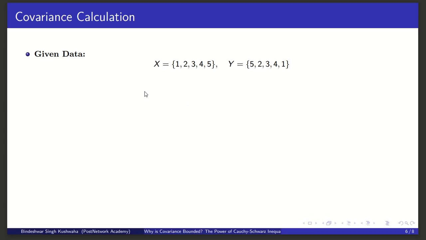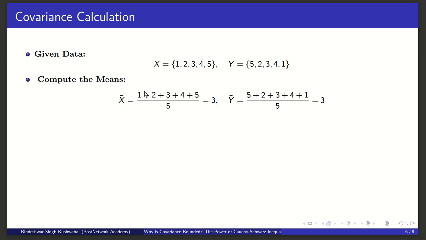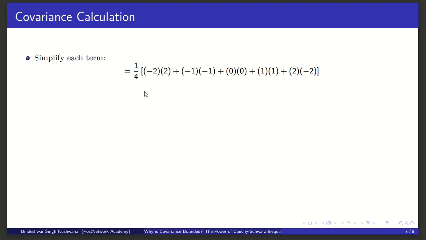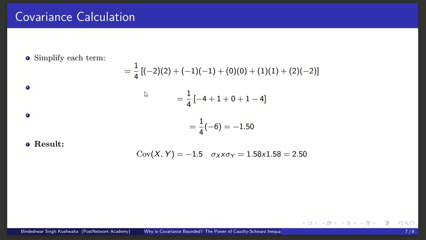Let us see another case. Here some data are matching, not all are opposite. Here x bar is 3 and y bar is 3 always, and we have calculated the covariance. Here the covariance would be minus 1.50. Again in this case the inequality holds, that means the upper bound is sigma x sigma y.